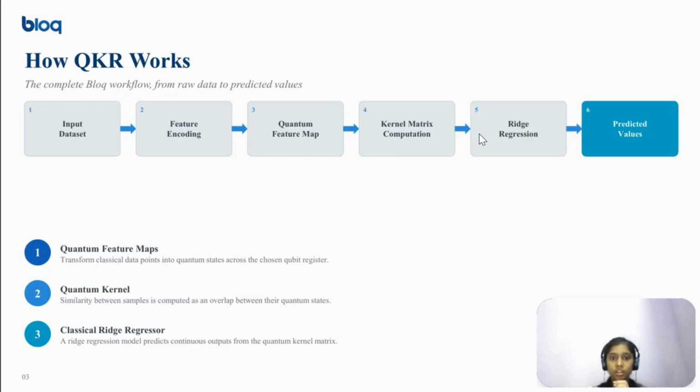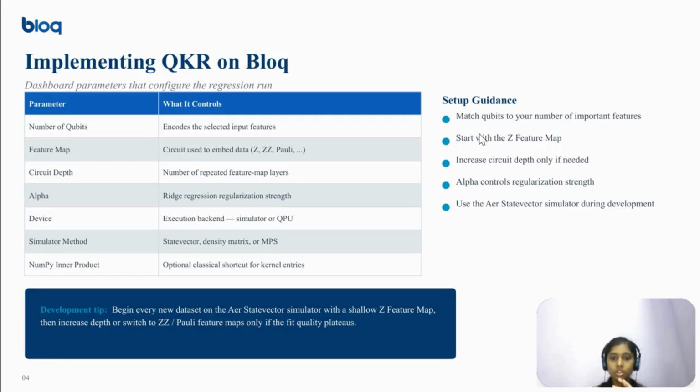Let's see how QKR works. So first we start with the dataset and next the input features are encoded into the quantum state using the selected feature map. So these quantum states are then processed through a quantum circuit. The platform calculates the kernel matrix which measures the similarity between every pair of samples by computing the overlaps between these quantum states. And finally the kernel matrix is passed to a classical ridge regression algorithm which in turn predicts the continuous output values. So while the quantum computer handles similarity calculations, the final prediction is still performed using the classical regression model.